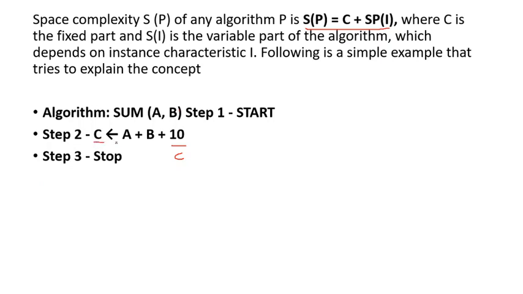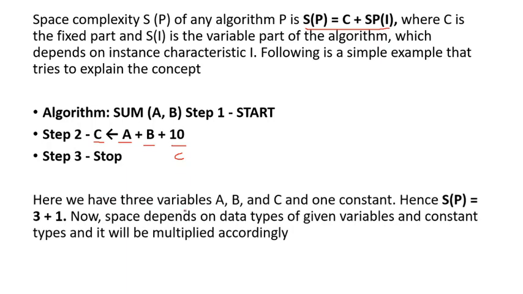So how many variables we have? 1, 2, 3. Okay, here we have three variables a, b and c and one constant. Hence S of P is equals to 3 plus 1. Okay, three variables plus one constant, or you can write 1 plus 3, one constant plus 3. How do you want to write? You can write. So now space depends on the data type of the given variable and constant type, and it will be multiplied accordingly. So this is a simple answer, and the answer we are getting is 4.